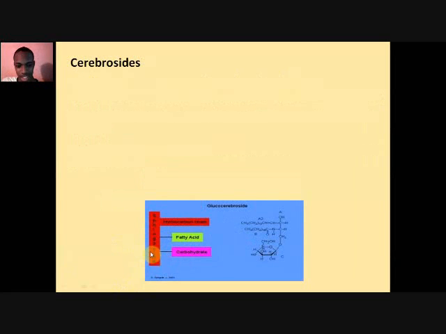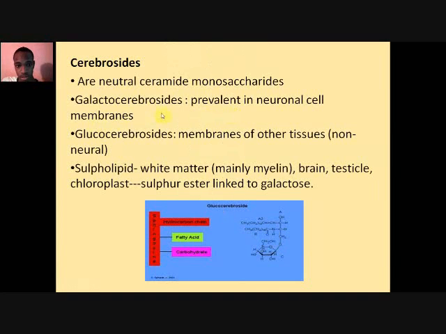Cerebrosides. Cerebrosides have a backbone of sphingosine, with a fatty acid attached to carbon 2, making it a ceramide. But on carbon 3, we have a carbohydrate, in fact a monosaccharide. We have a diagram of glucose. This is a cerebroside where the monosaccharide is glucose. Now they are neutral and they comprise galactocerebrosides, which is prevalent in neuronal cell membranes, and glucocerebrosides, which would be found in membranes of peripheral tissues.